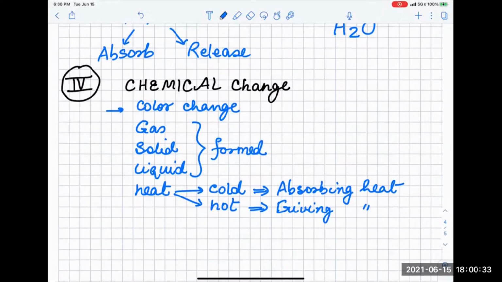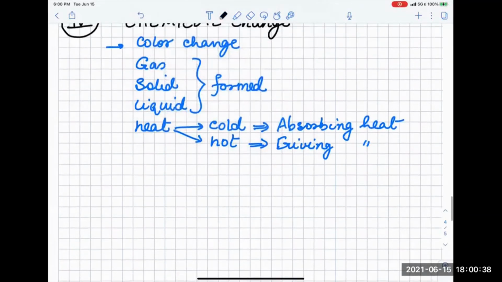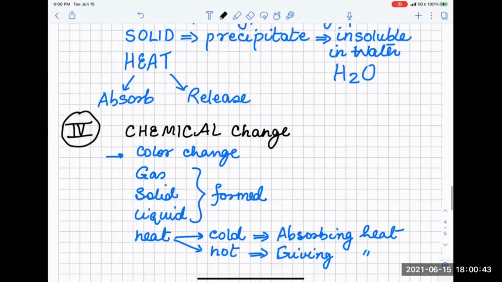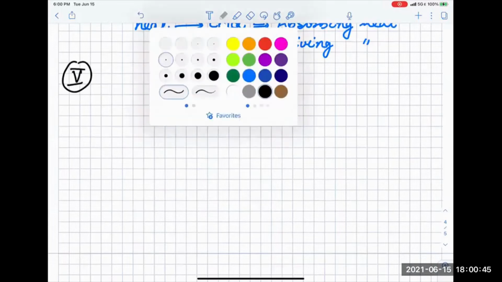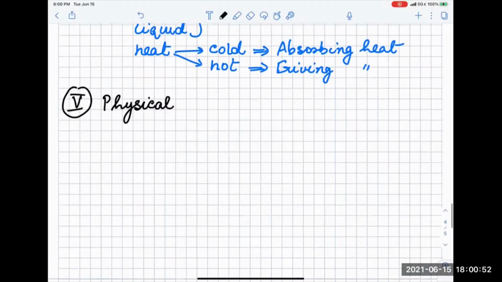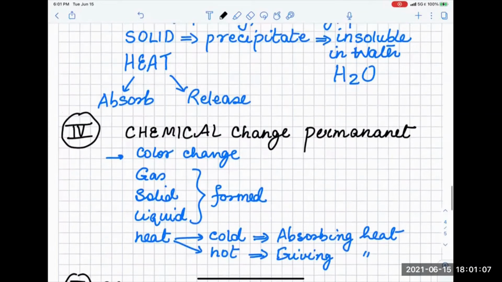But let's focus now on physical change. You're going to do this in the lab. Here is your physical change. Physical changes are temporary changes. A chemical change is a permanent change. You cannot recover the original two things that were mixed together. You cannot get them back. That is why a new substance is formed, new substances.